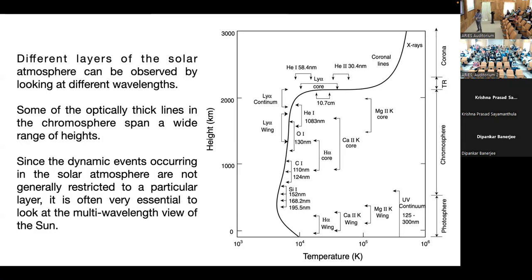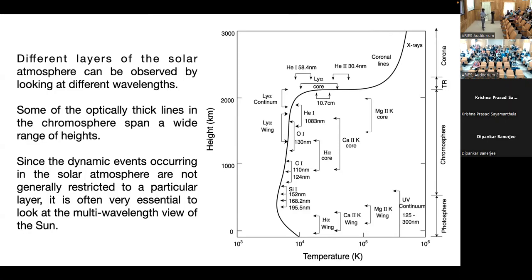So what you see here is silicon 1 lines, a carbon 1 line, an oxygen 1 line, a helium 1 line. You also see the Lyman alpha wing here. You see the helium 1 line, helium 2, 304. But what may be of interest here is that you can see the core of the H alpha line is here, whereas the wing of the H alpha line is here. This is what I was talking about.